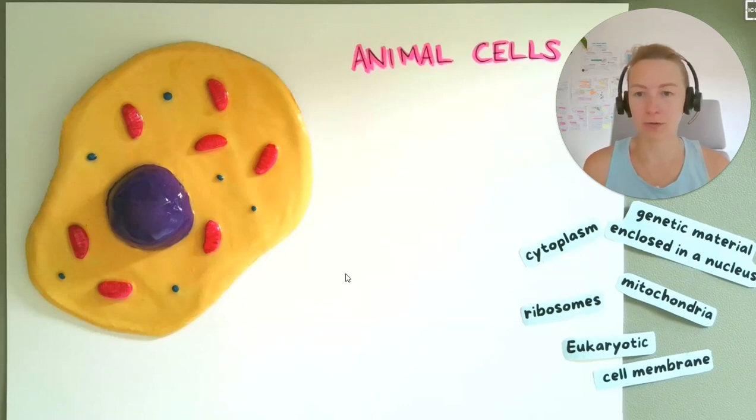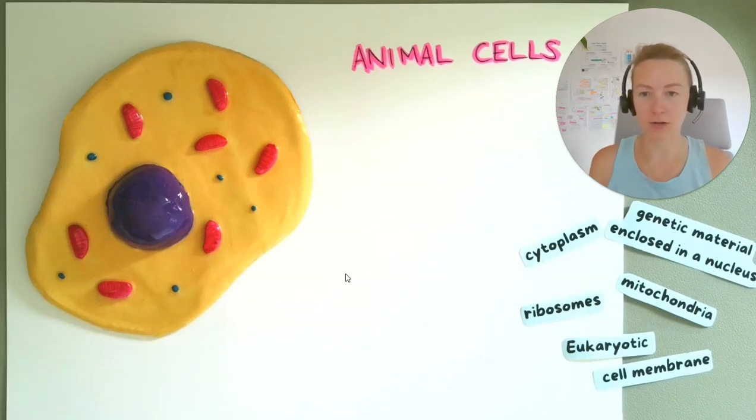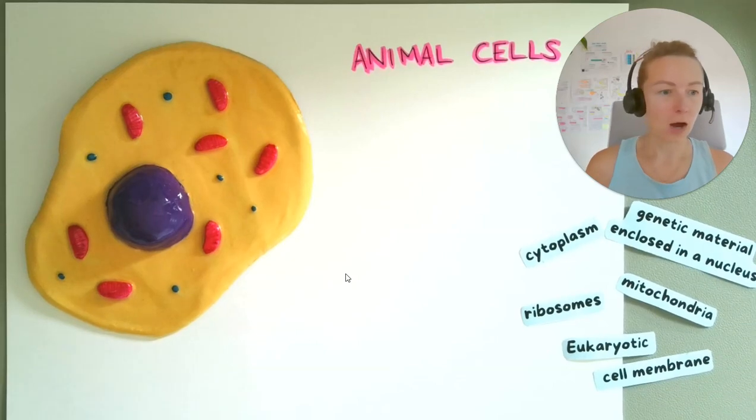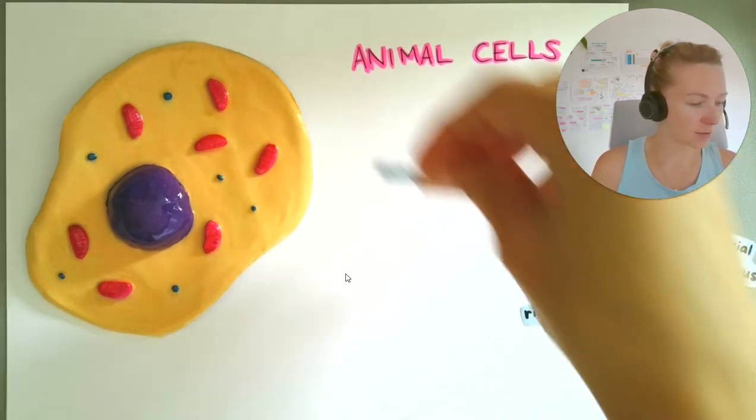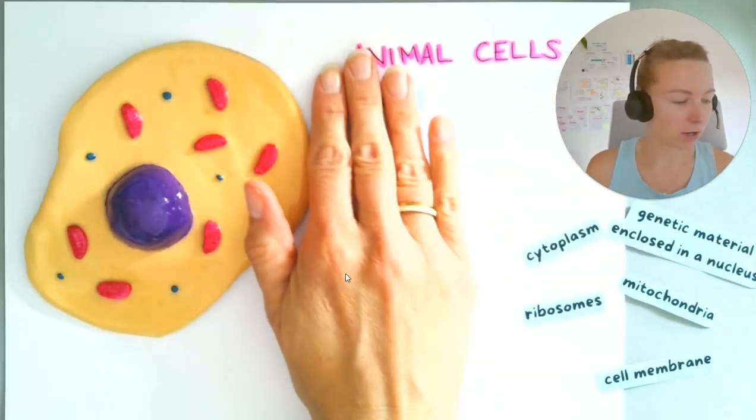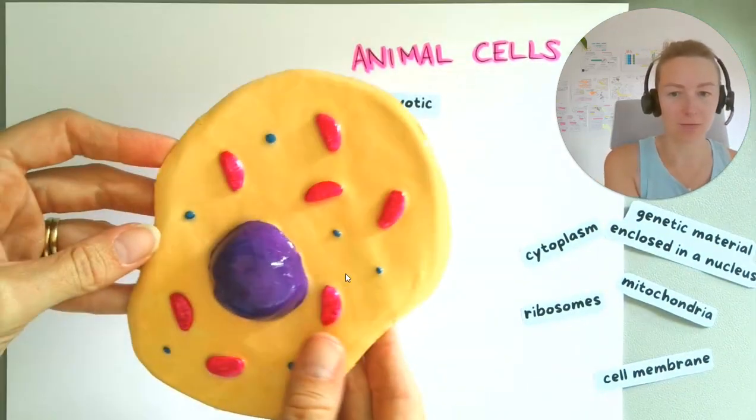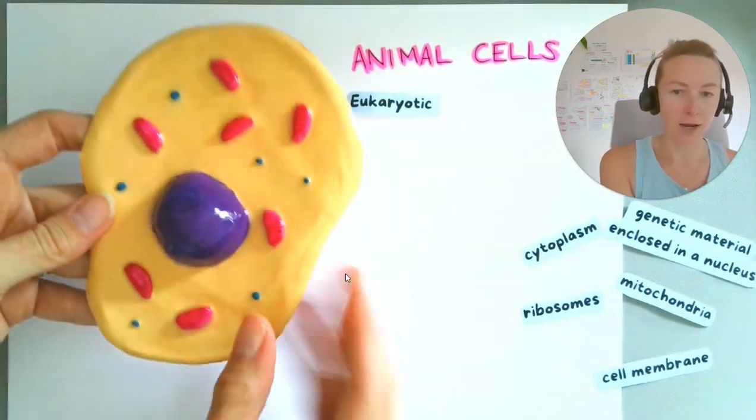We've talked about eukaryotes and prokaryotes. So this is eukaryotes being cells such as animal and plant cells that have got a nucleus, and prokaryotes being bacterial. So animal cells are eukaryotic cells. So they have a nucleus, and this here is an animal cell that I have made.